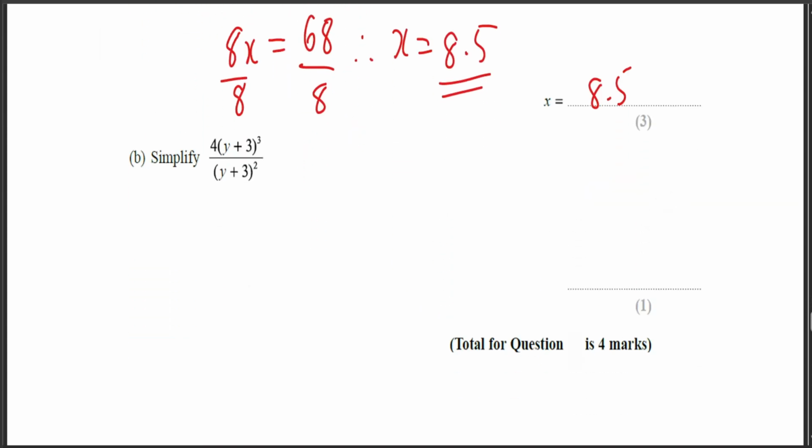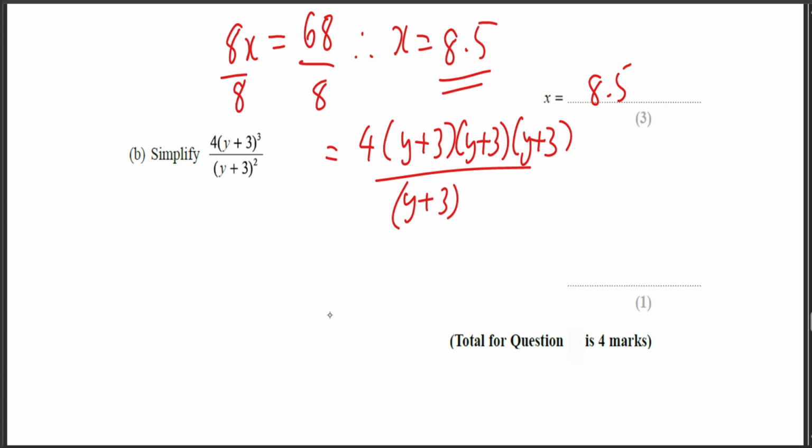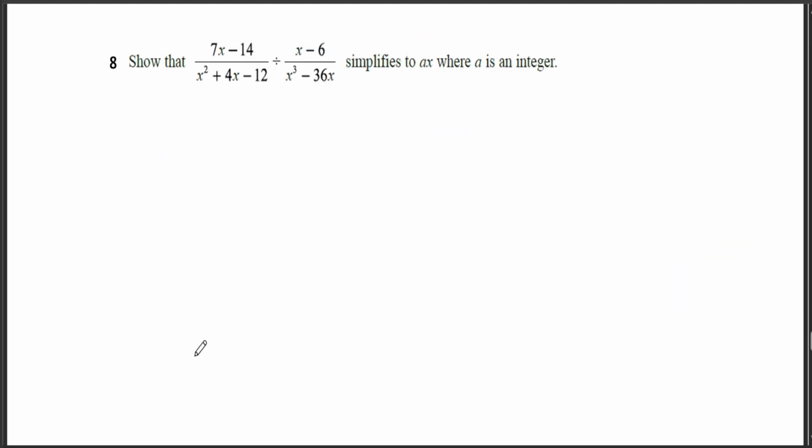Let's go to this. Now this is also a very easy question. So you have 4 into bracket y plus 3 cubed, which you can rewrite like this. So this is y plus 3 cubed, and then this can be written as y plus 3 squared. Okay, so obviously this and this cancel, this and this cancel, and you just remain with 4 into bracket y plus 3, which is 4y, and 4 times 3 is plus 12. So simple as that.